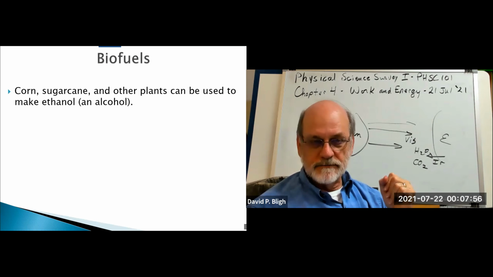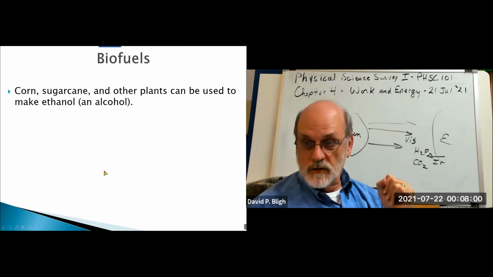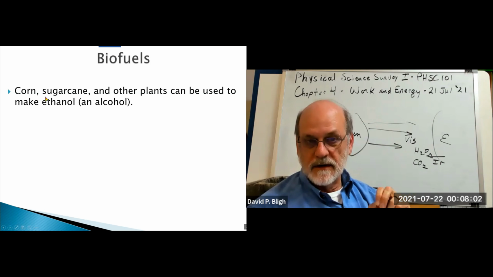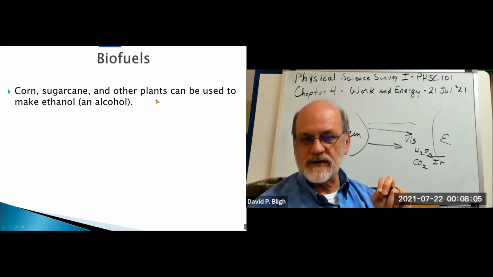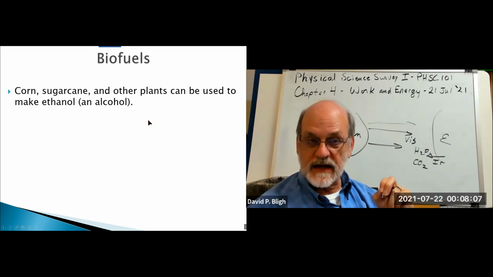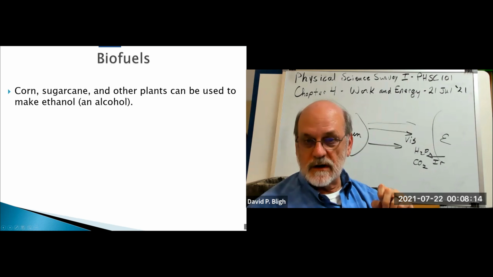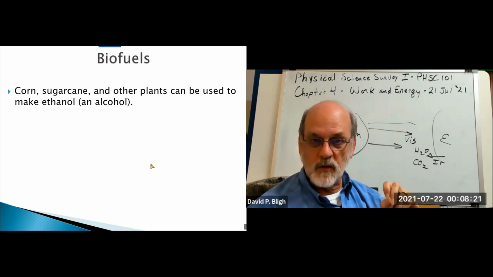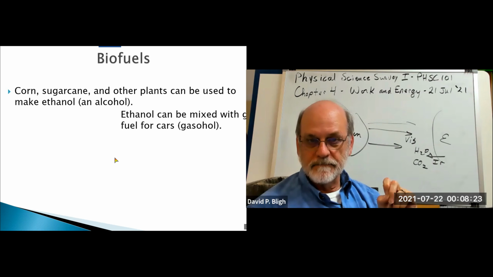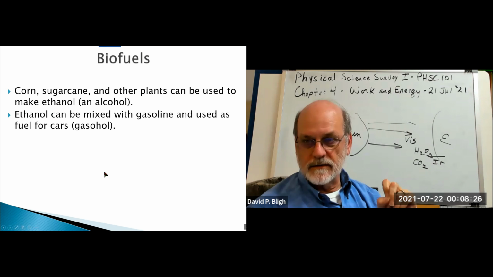Okay, biofuels. A biofuel is anything that was once immediately living. Corn and sugarcane are common plants. There are some grasses that are being investigated. You can either burn them directly and produce heat, or you can convert them to other types of fuels like ethanol. And nowadays we combine that ethanol with gasoline and burn it in our gas tanks in our automobiles.